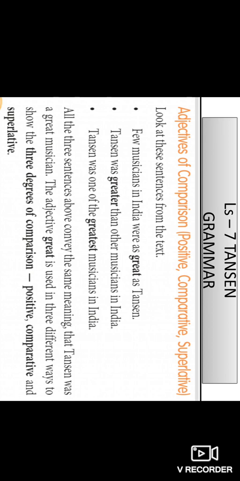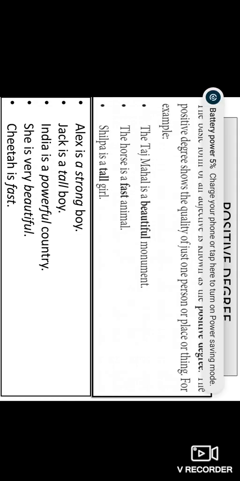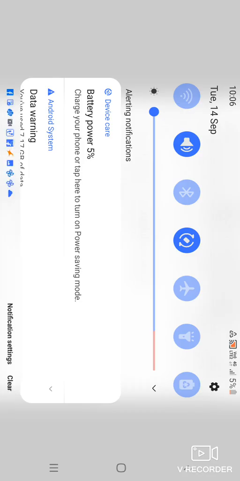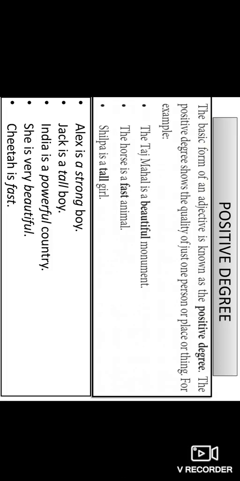Here we are using the superlative degree. That means he is the most intelligent and the greatest person. So all the three sentences above convey the same meaning, that Tansen was a great musician. The adjective great is used in different ways. What are the 3 degrees of comparison here? Positive, comparative and superlative. Here the word great is used as great, greater and greatest. So this is called the adjectives of comparison for positive, comparative and superlative. These are the 3 forms of comparisons here.